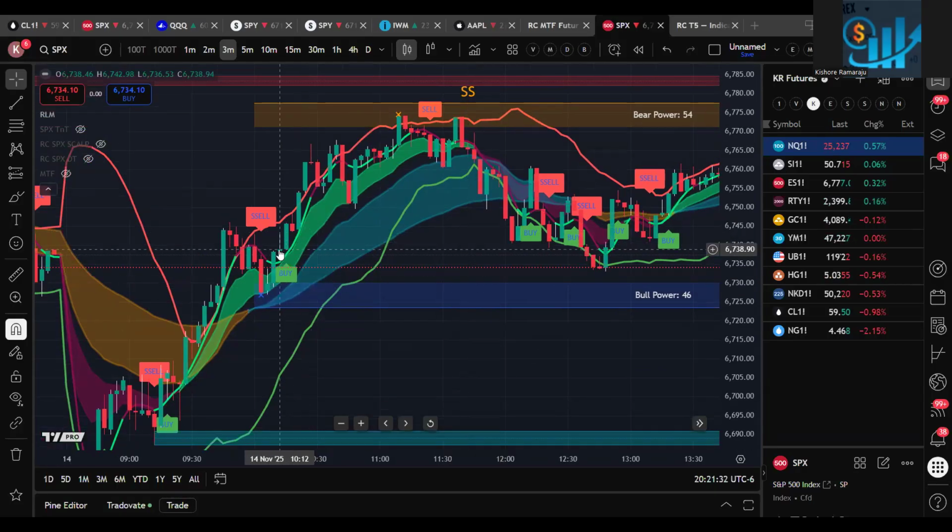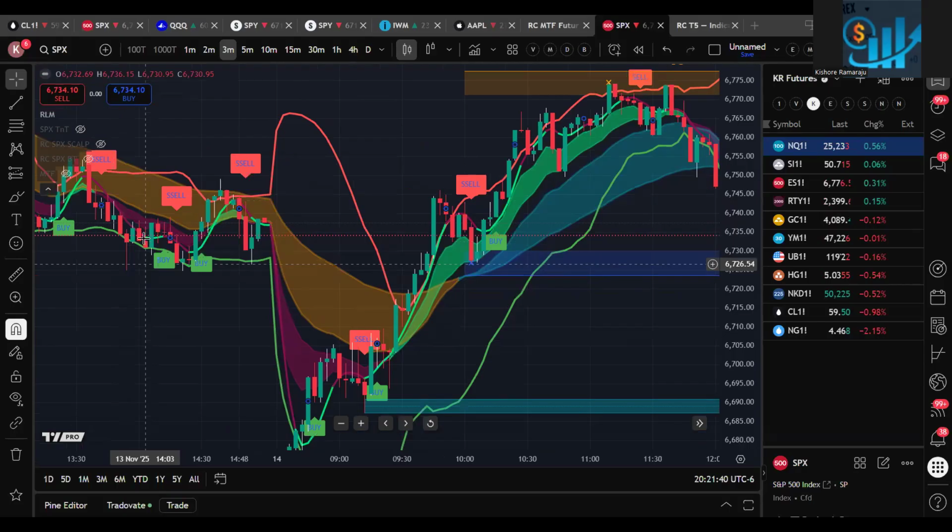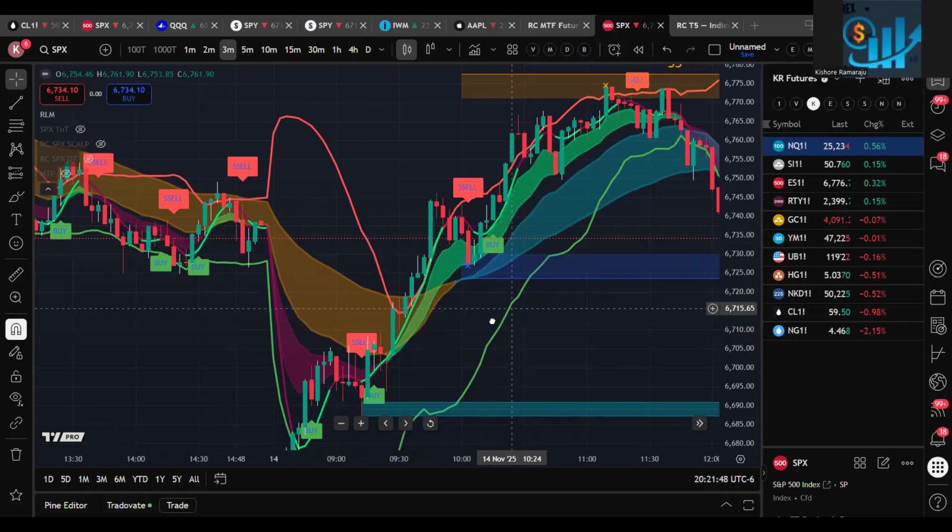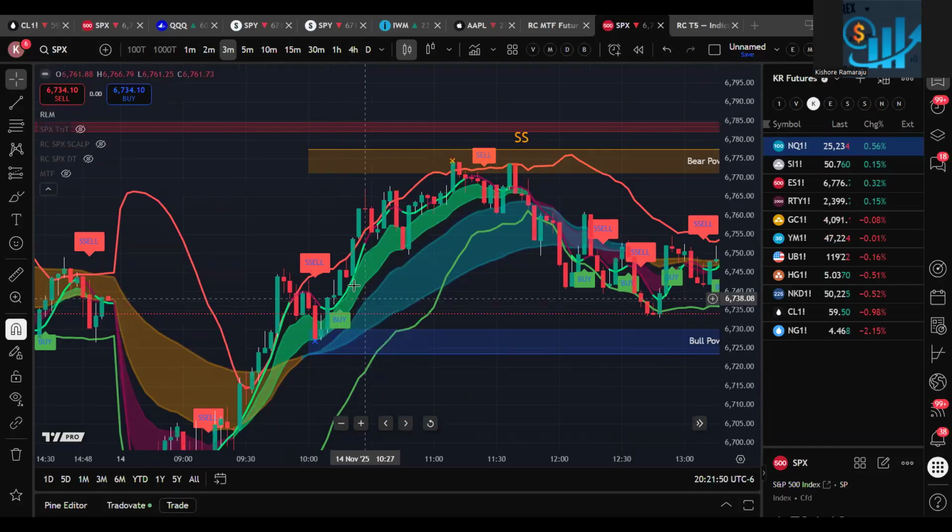So if both the clouds are green and blue, and whenever you see a buy signal, take the bull puts. When both the clouds are maroon and orange, whenever you see a sell signal, you can take the bear calls. So before 12 p.m., we can do the same day expiry. After 12 p.m., if you see any buy signal when the clouds are green and blue, do it for the next day expiry. So, I hope that is clear for everyone.